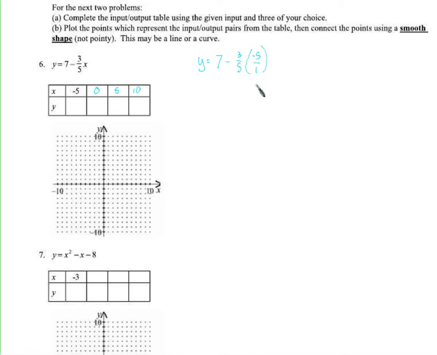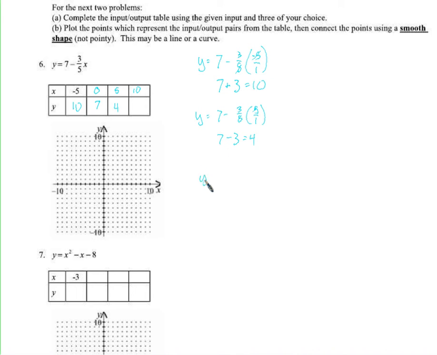I know that you're plugging negative 5 in for x. So, nice and neat, I'm going to get 7, this 5 is going to cancel this 5, negative times negative is positive, I'm going to be adding 3, that's going to be 10, so that gives me 10. Put in 0, I don't have to show that work, I take 7 minus 0 and get 7. I'll show my work for this one: 7 minus 3 fifths times 5 over 1, the 5s cancel, 7 minus 3, that's 4.